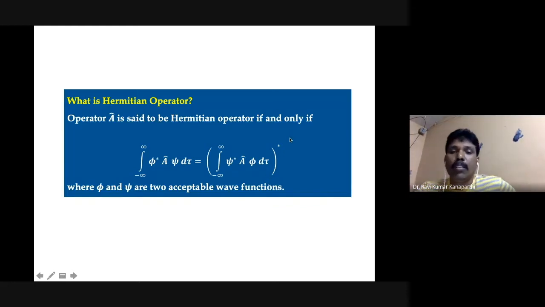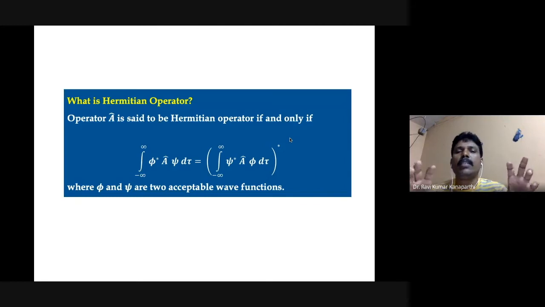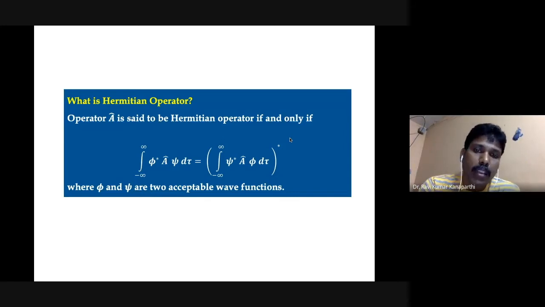If in your answer there is an i, you replace it with minus i, or if there is a minus i, you replace it with i. That's all. If the left hand side and right hand side answers are the same, then we say the operator A is a Hermitian operator. In a very simple statement, A is said to be a Hermitian operator only if it satisfies this condition.